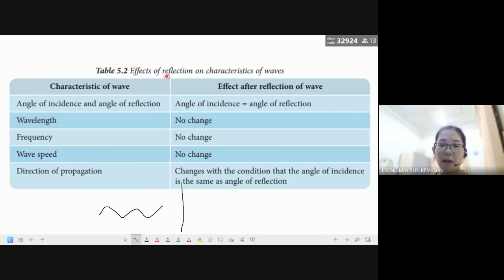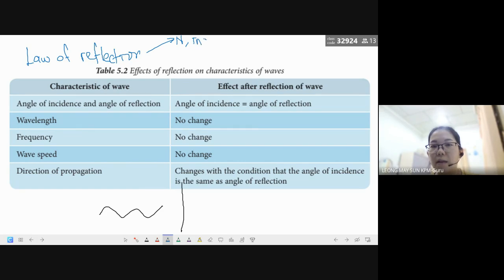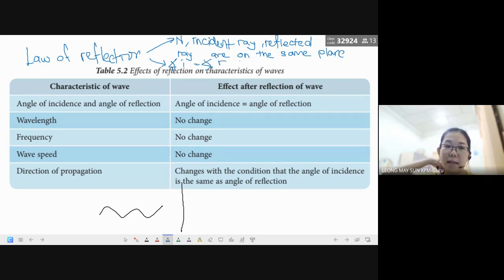So over here, for the effect of reflection and the characteristics of wave, first is the angle of incidence. Because this is reflection, it will have to obey the law of reflection that you learned in Form 1. The law of reflection states that the normal line, the incident ray, and the reflected ray all lie on the same plane, which means the same axis, y-axis, x-axis. And the second law of reflection states that the angle of incidence is equal to the angle of reflection.